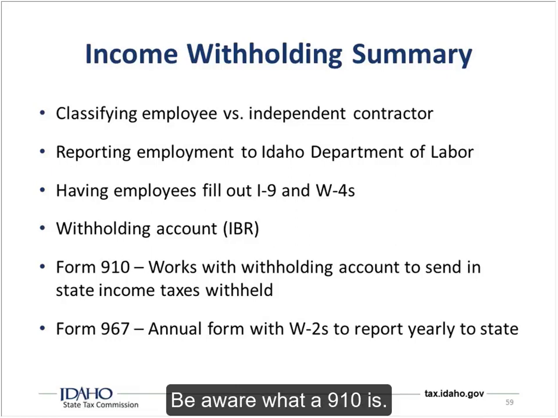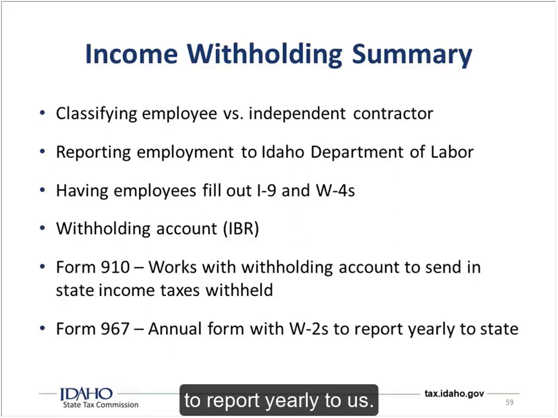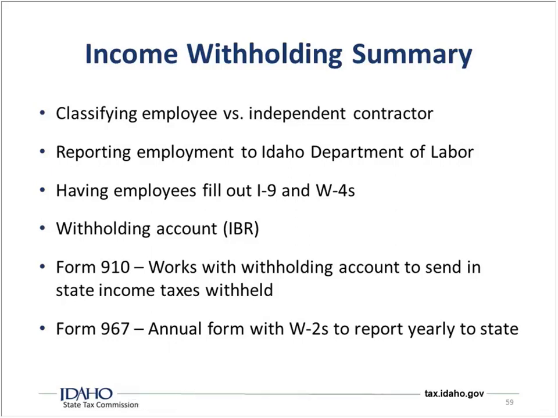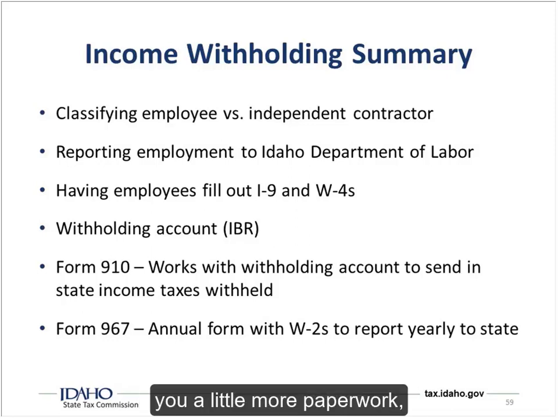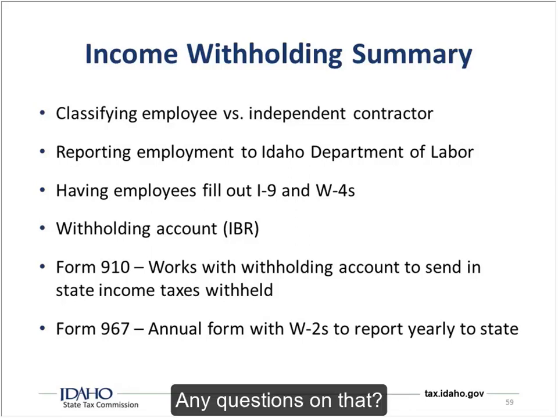Be aware what a 910 is. It works with your withholding account to send in state income taxes that you've withheld. And then what the 967 is, which is the annual form with the W-2s to report yearly to the state. So employees is going to give you a little more paperwork, but you have employees, so now you don't have to do everything by yourself, so you have time. Any questions on that?